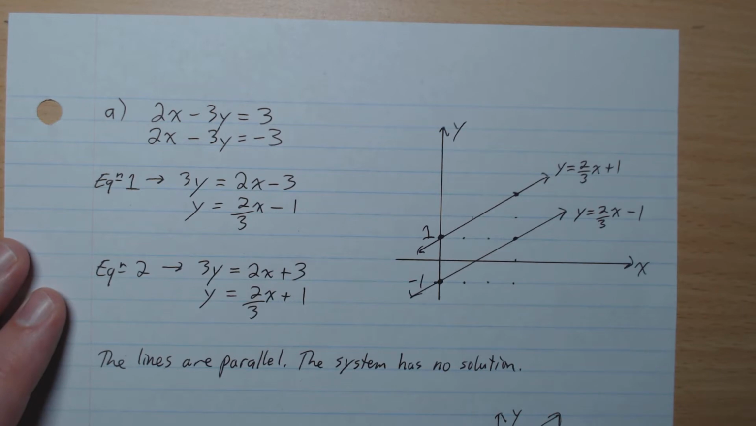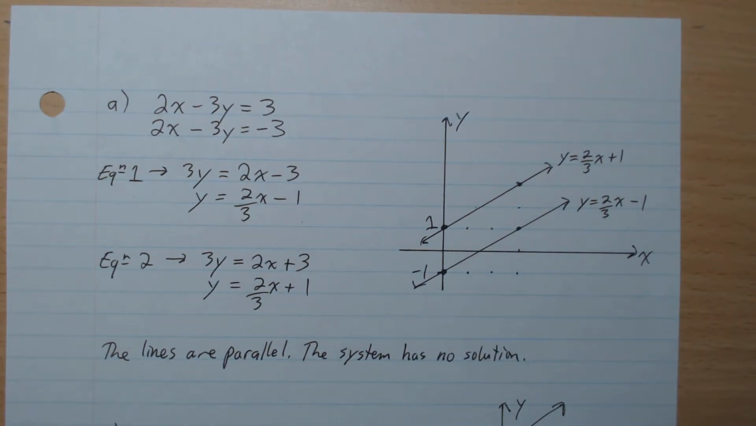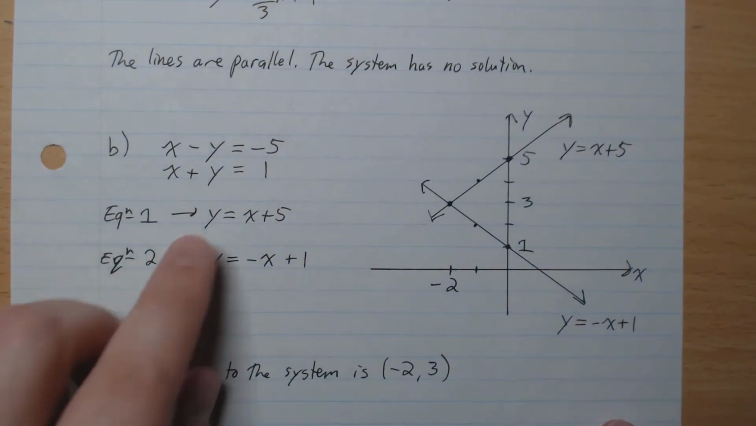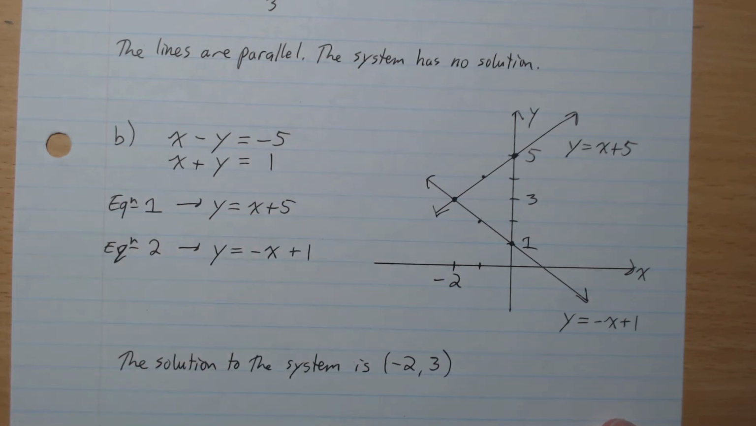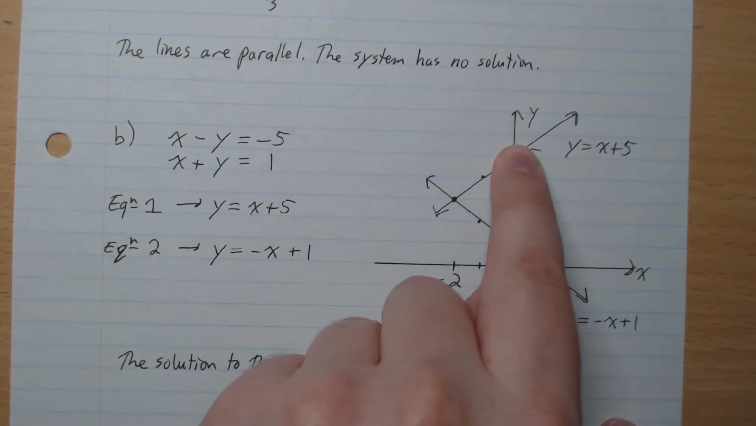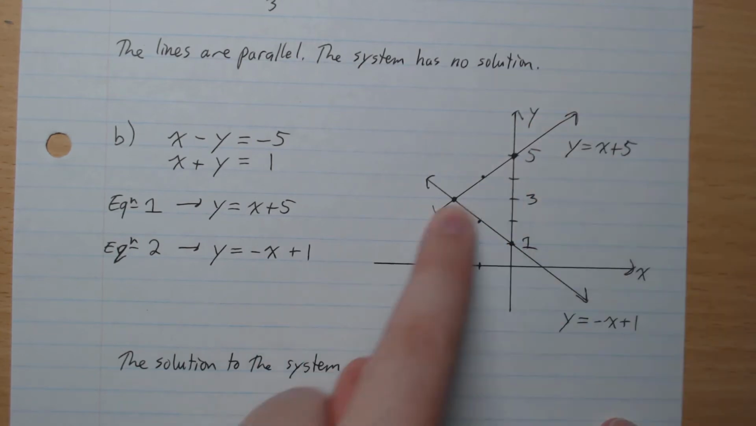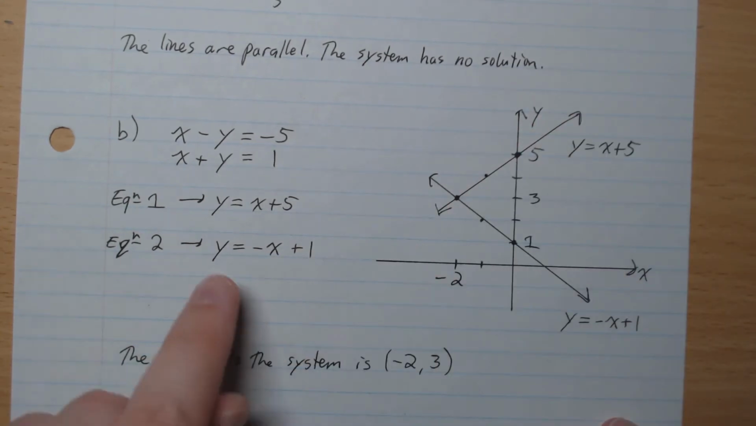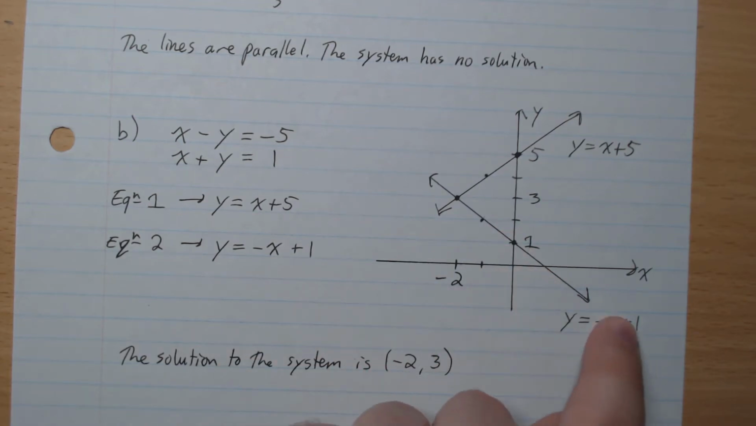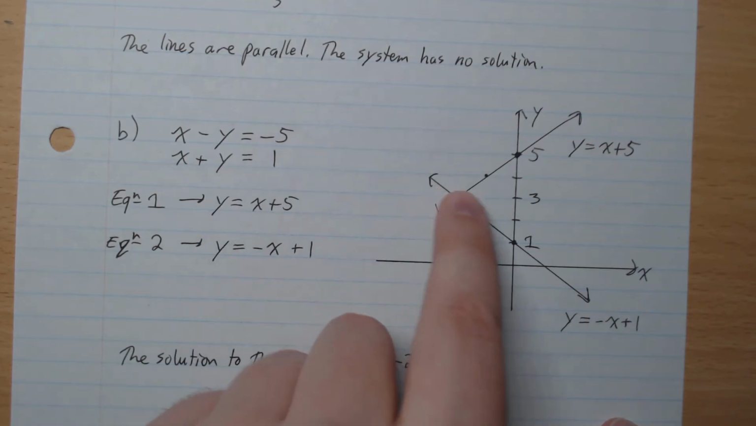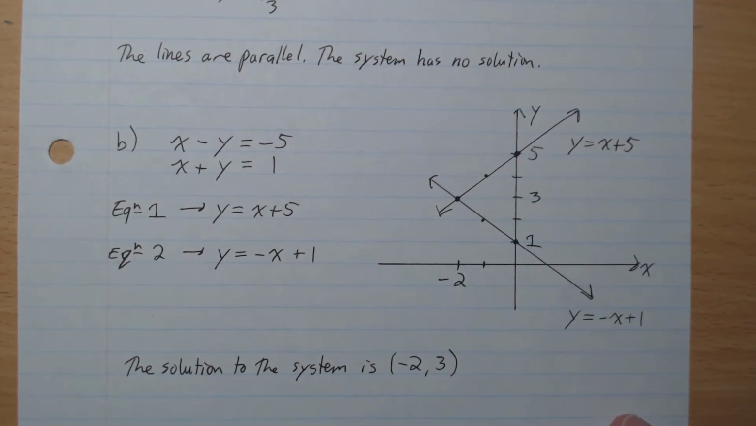Once you graph the functions, you can clearly see that there is no solution to the system. B. Here's our system here. We're going to rewrite equation 1 and equation 2 as such. So we're starting at 5, over 1 up 1, over 1 up 1. Plot those lines there. Negative x plus 1. So we're going down 1 right, and so we backtrack as such. And so we see that the solution to the system is (negative 2, 3).